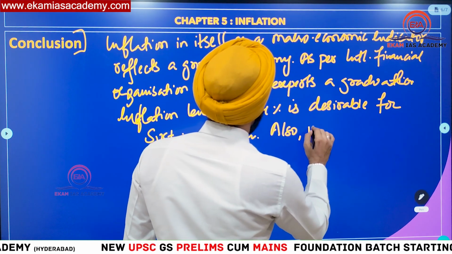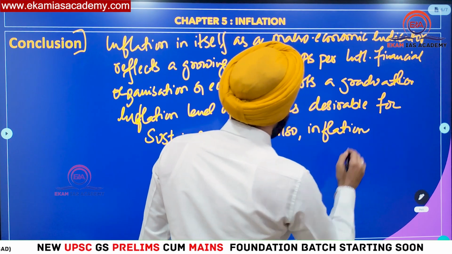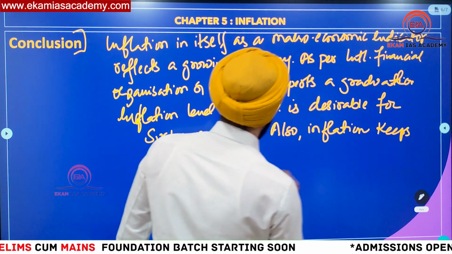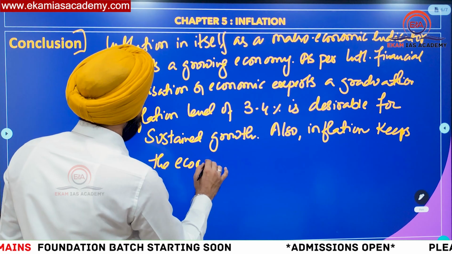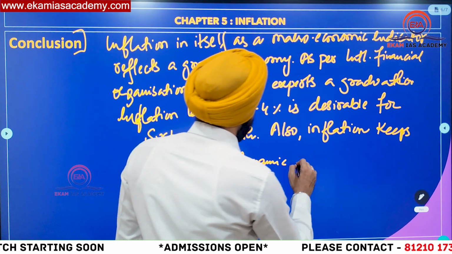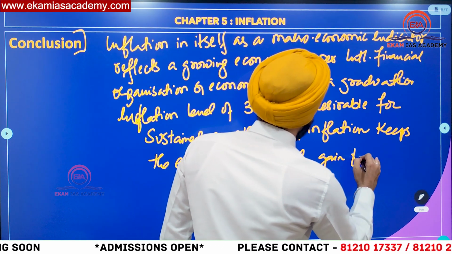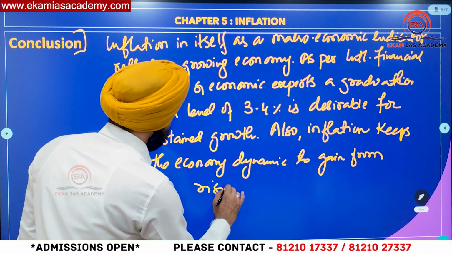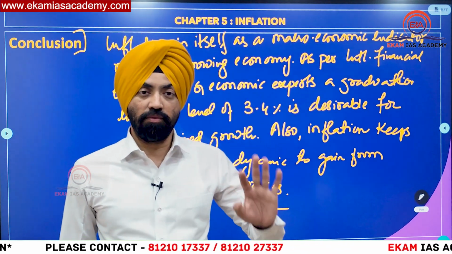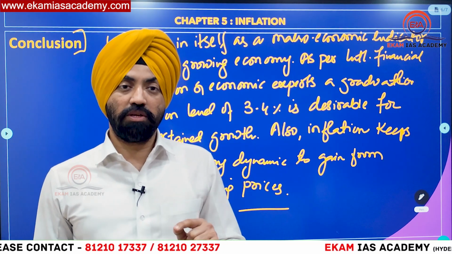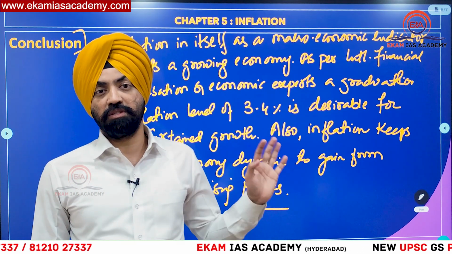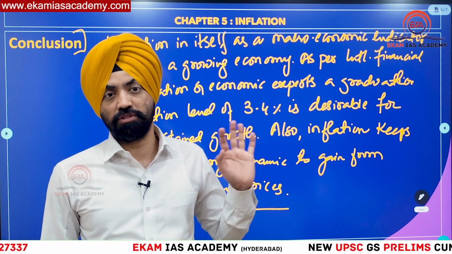Also, inflation keeps the economy dynamic to gain from rising prices. So that is how the first question on the inflation chapter we have covered today. From inflation, we will be writing approximately 6 to 8, 9, maybe 10 questions. Multiple dimensions I will cover from inflation. This is the first question that we have covered.